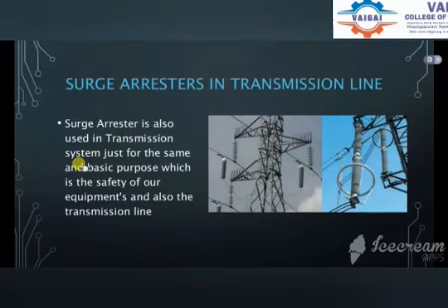In this class, we will discuss the surge arresters in transmission line in detail. Surge arrestor is also used in transmission line for the same basic purpose, which is the safety of our equipment and also the transmission line.